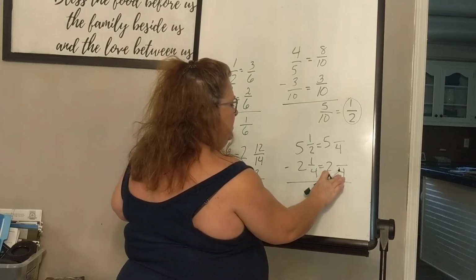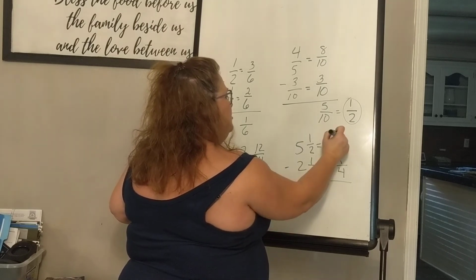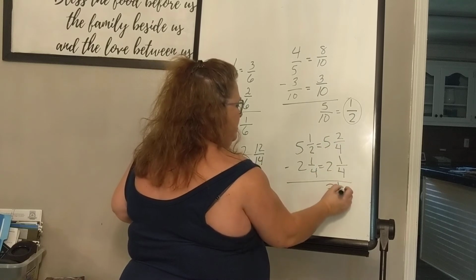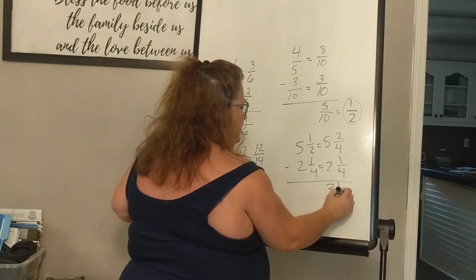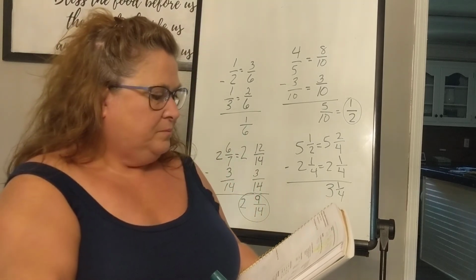4 will go into 4 1 time. 1 times 1 is 1. 2 will go into 4 2 times. 1 times 2 is 2. I subtract. 5 minus 2 is 3. 2 minus 1 is 1. And the denominator is 4. So 3 and 1/4 is my answer. Okay?